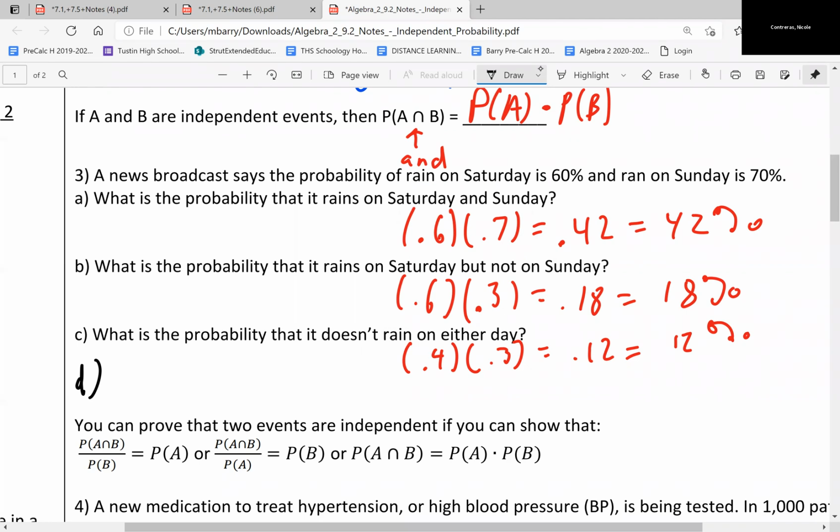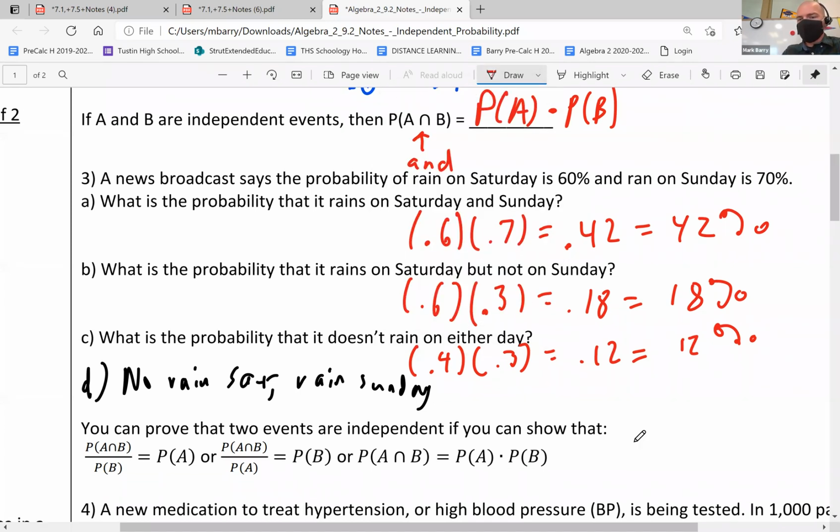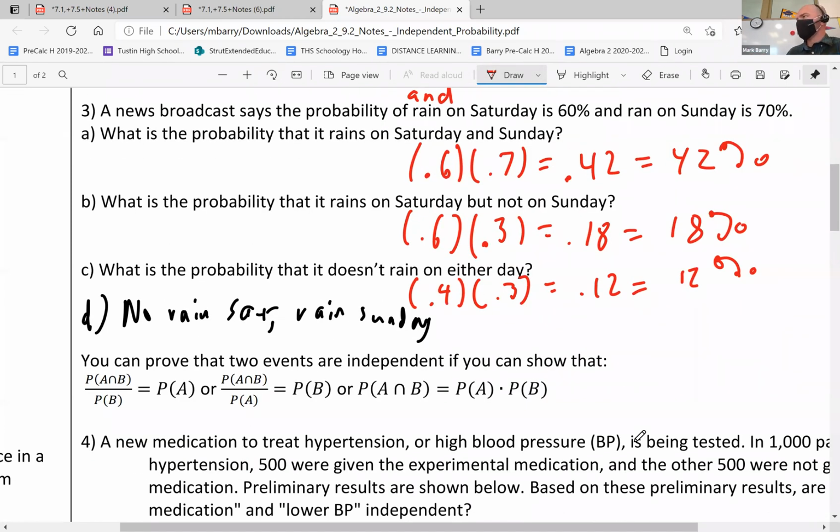What's the last one we didn't do? No rain Saturday. Rain Sunday. So let's add that one in there just because I should have done that. This is my first year using this, I just made these notes like last week. So next year when I reuse these notes, I'm going to add that in.